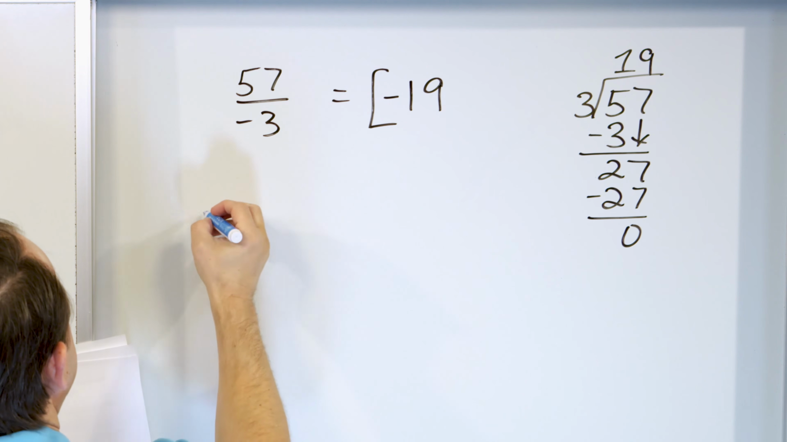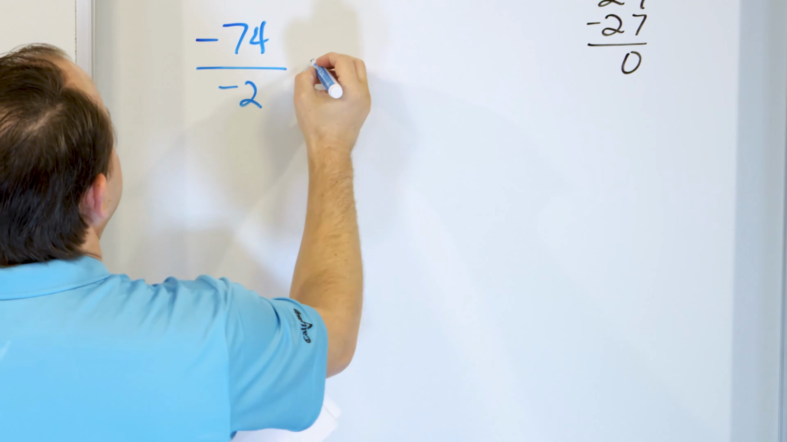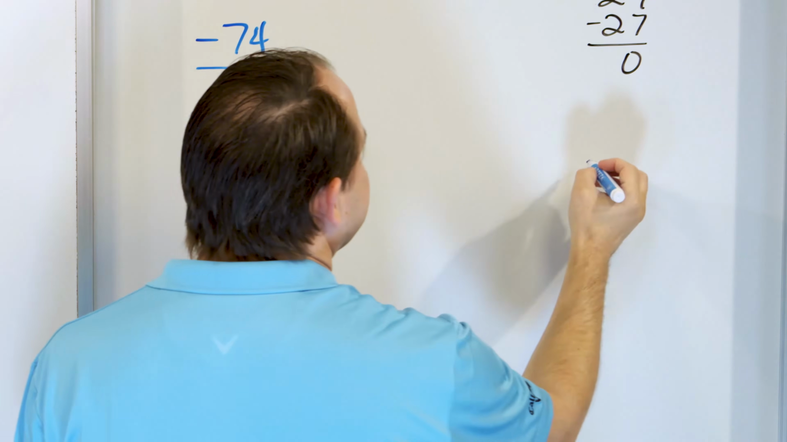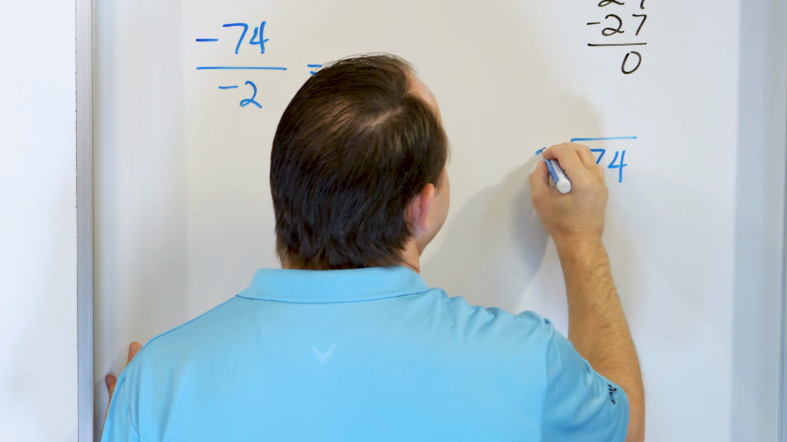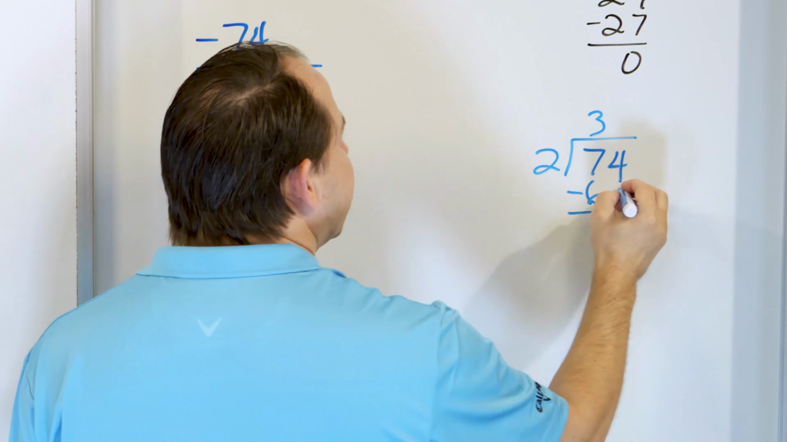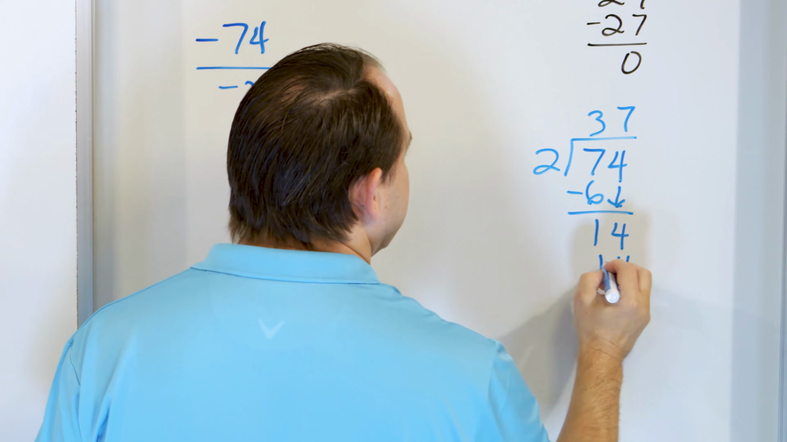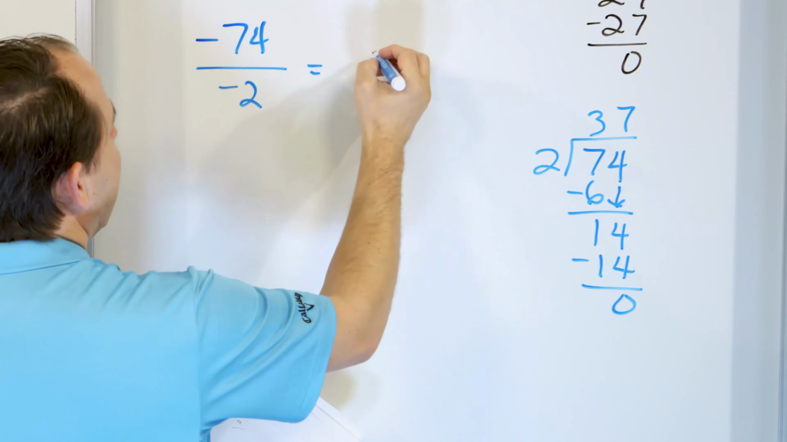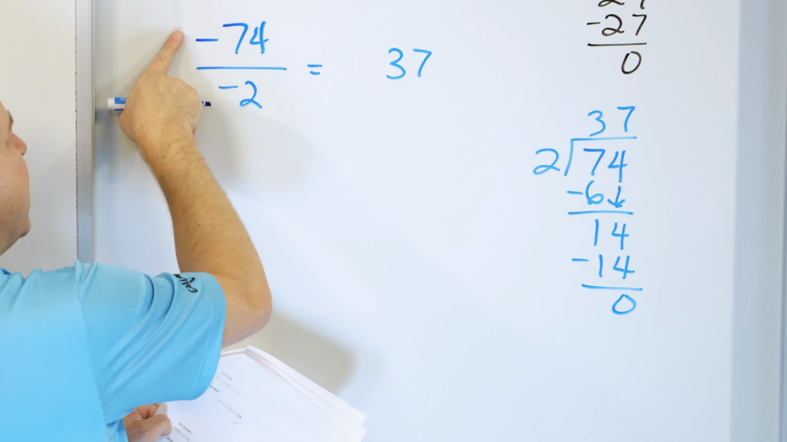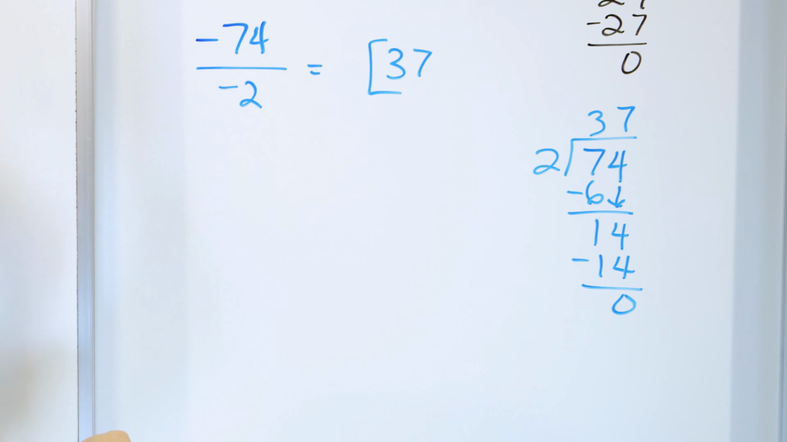Here is our final question, -74 divided by -2. Again, I don't really remember what this is, so 74 divided by 2. 2 times 3 is 6. That's as close as I can get. And then I drag this 4 down, and 2 times what is 14? 7 is 14. Remainder 0. The answer we got was 37. And because it was negative divided by negative, same signs, it's positive 37. And that's the final answer.